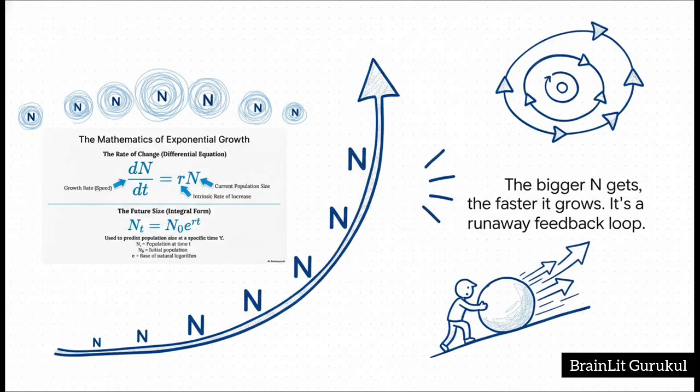And you know what? The math behind it is just beautiful in its simplicity. The rate of change, dN over dT, is simply equal to r times N. What does that really mean? It just means the speed of growth is directly tied to how big the population already is. The bigger N gets, the faster it grows. It's a complete runaway feedback loop.